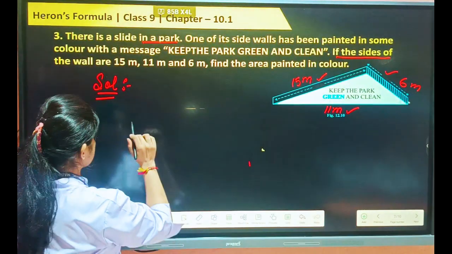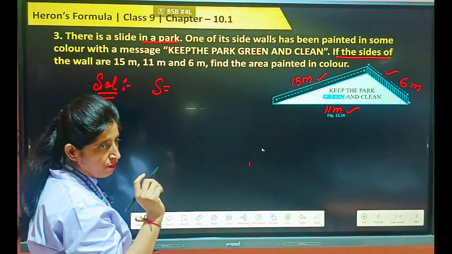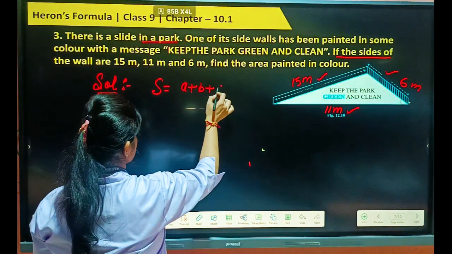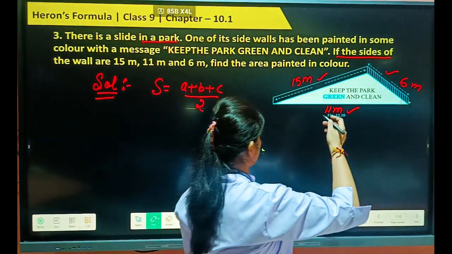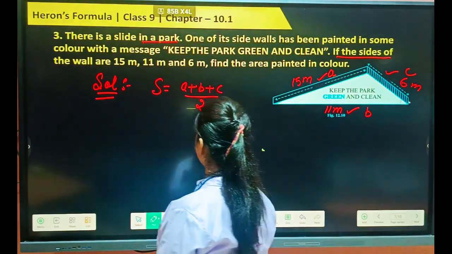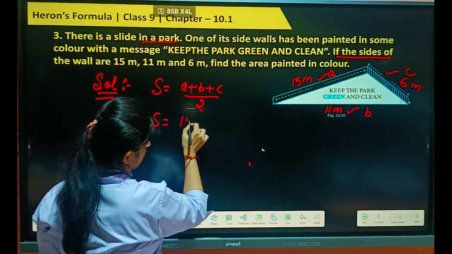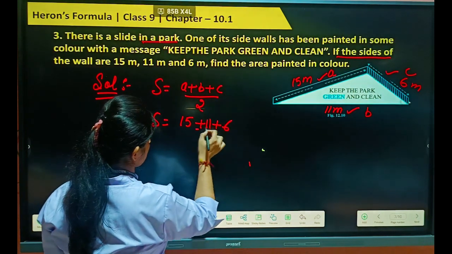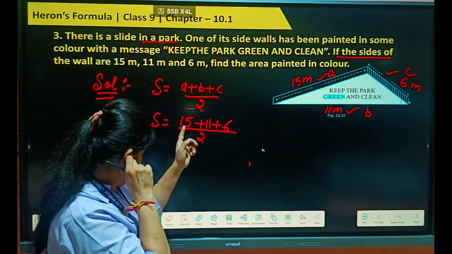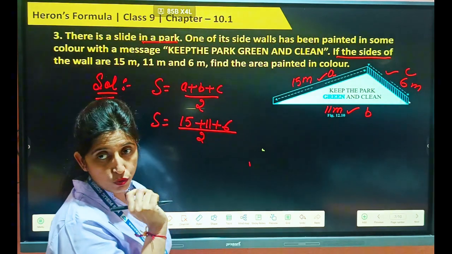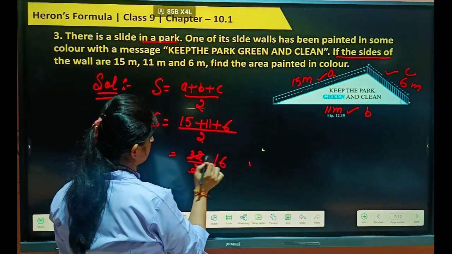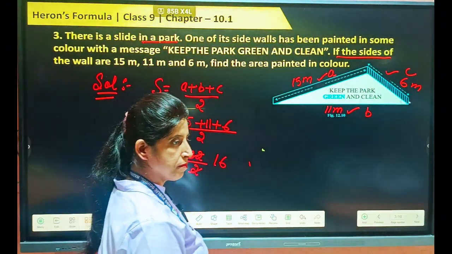Look, there are 3 sides, first we will find the semi perimeter. First we will find the semi perimeter, that is a plus b plus c by 2. Let one side be a, one side b and one side c. Now put the values a, b and c. a is 15, b is 11, c is 6, by 2. 11 plus 6 is 17, 17 plus 15 is 32, right? 32 by 2, 16 came. So S is 16 now, right?